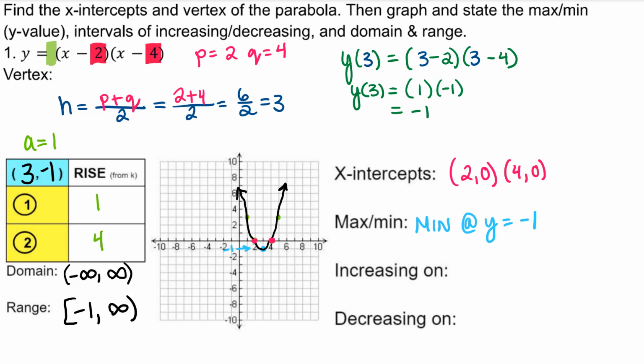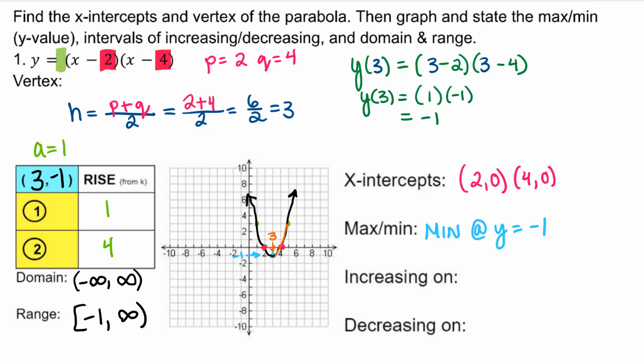A parabola is increasing for half of it and decreasing for the other half, and that's dependent on whether it's opening up or down. So this parabola is increasing from our vertex x value to positive infinity. So from 3 to positive infinity. And this parabola is decreasing from negative infinity up to 3.